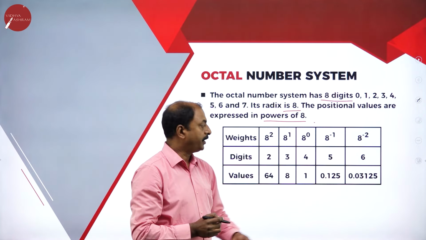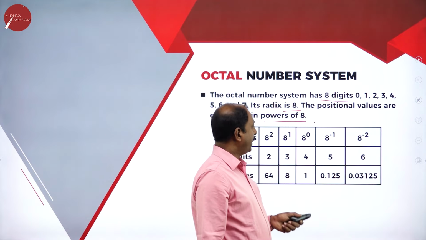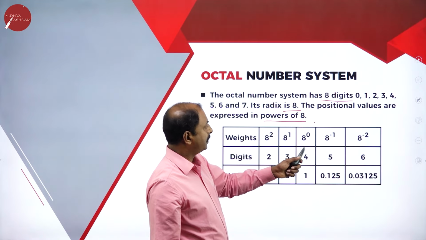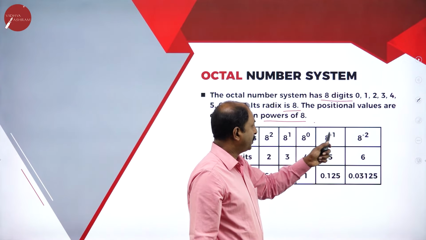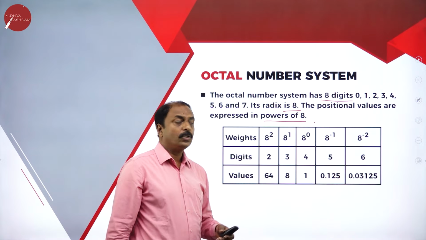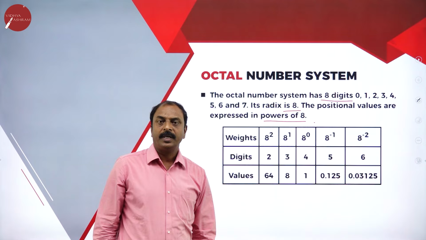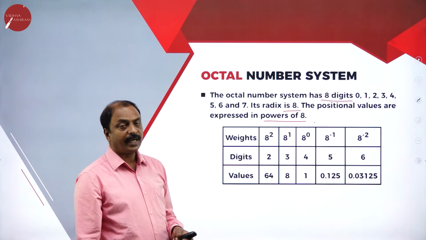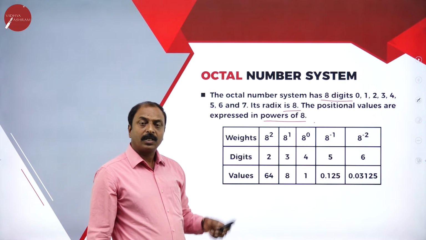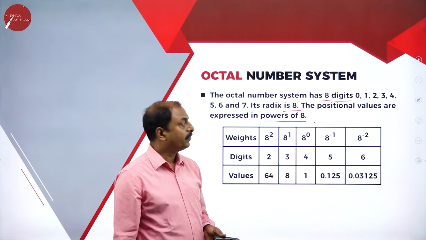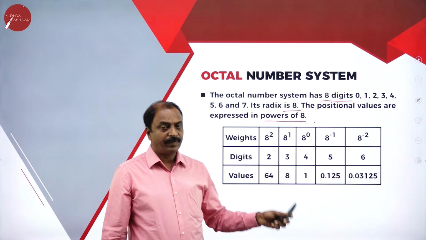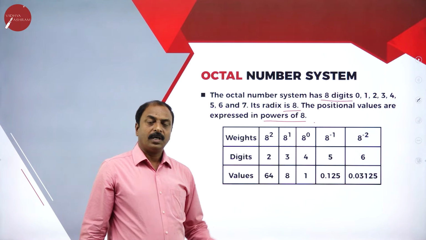For example, 234.56. In this example, the digit 4 is 8 to the power of 0, then 8 to the power of 1 and 8 to the power of 2, and these are the values. After the decimal point we have 8 to the power of -1 and 8 to the power of -2. These are all the positional values and weightage. So this is the octal number system, where the base is 8 and there are 8 digits from 0 up to 7. If you observe, all these digits are between 0 and 7. So this is an example of an octal number.